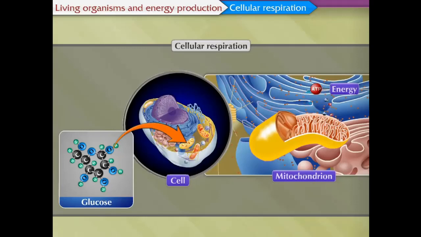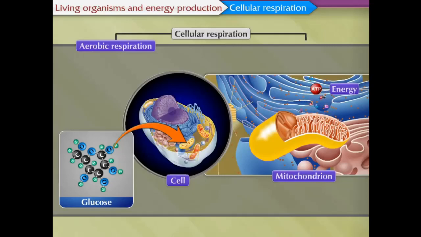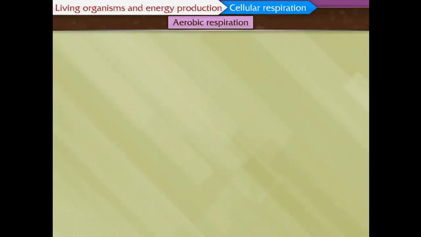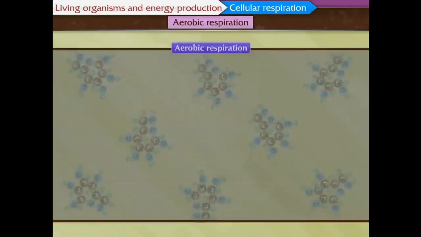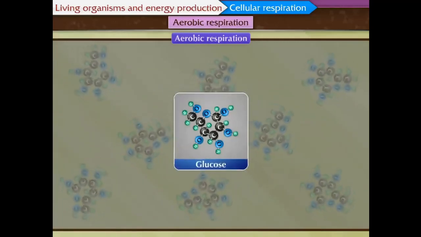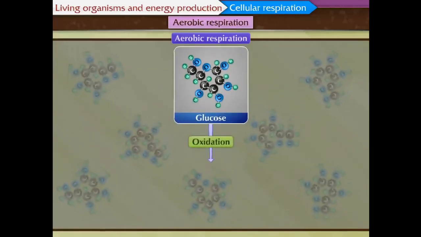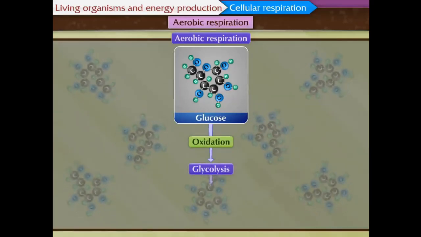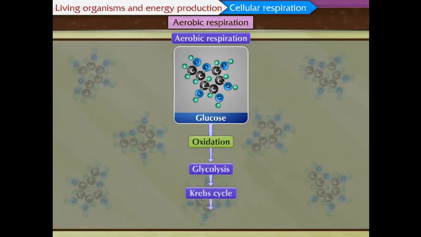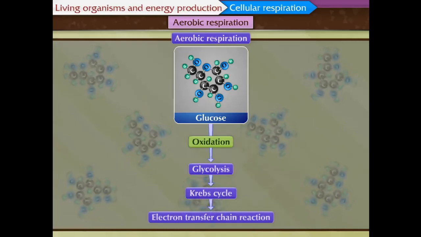Cellular respiration occurs among the living organisms by two methods: aerobic respiration and anaerobic respiration. Come, let us learn about each method one by one. Aerobic respiration. In aerobic respiration, glucose is oxidized in 3 steps: glycolysis, Krebs cycle, and electron transfer chain reaction.